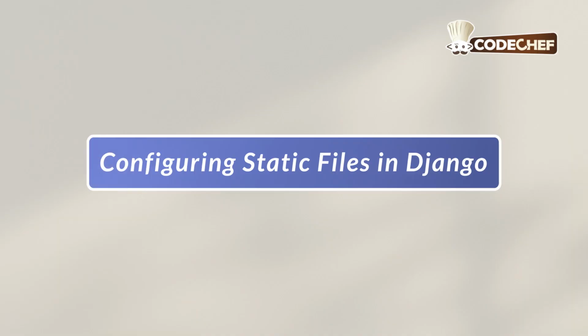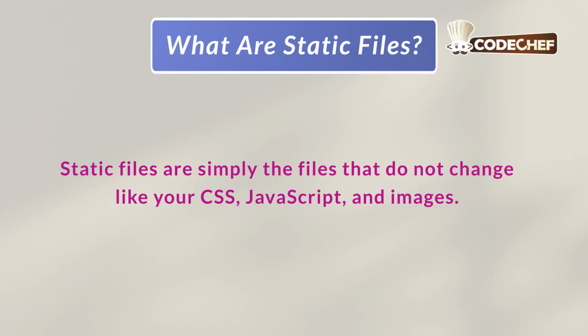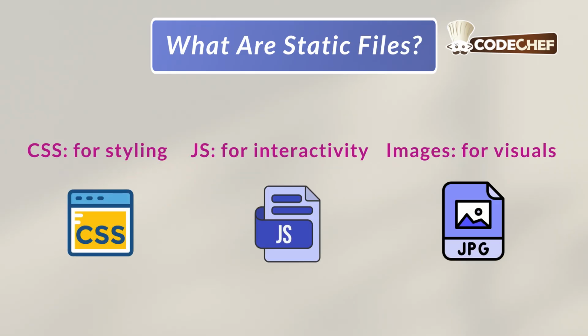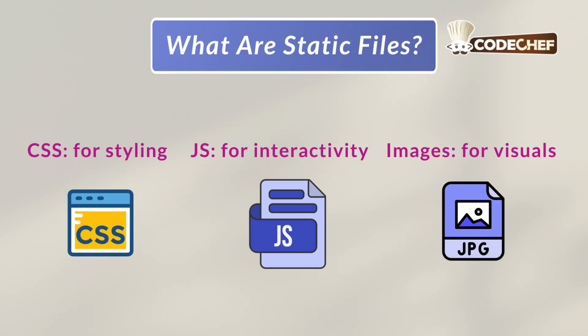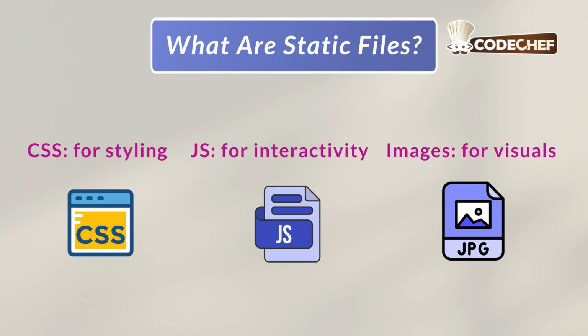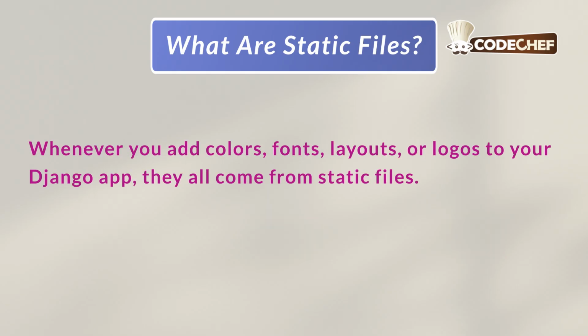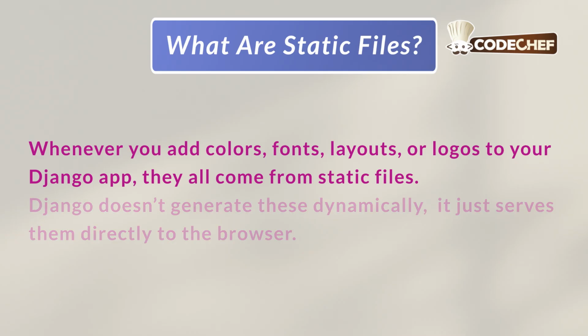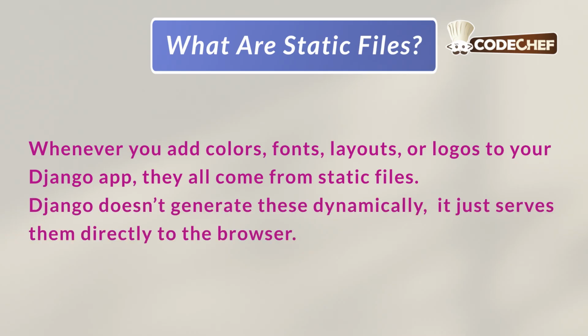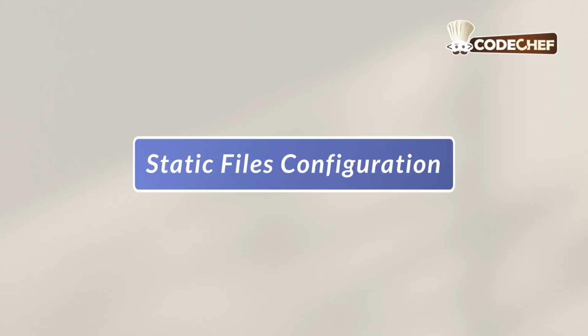Let's begin by understanding what static files are and how Django manages them. Static files are simply the files that do not change, like your CSS, JavaScript, and images. Every website uses them for layout, interactivity, and branding. Whenever you add colors, fonts, layouts, or logos to your Django app, they all come from static files. Django does not generate these dynamically. It just serves them directly to the browser. That's why we need to properly configure where Django can find and serve these files. So the first step is to configure the files.